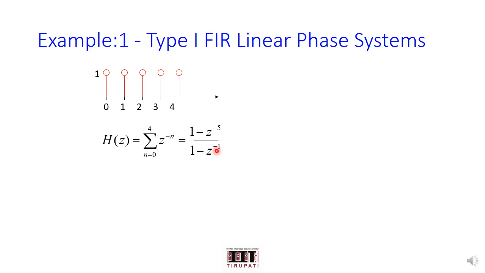Then how do you simplify this? By the way, we are interested in H of e power j omega, so you compute that in terms of z replaced with e power j omega. This is where you end up. And how do you simplify this?